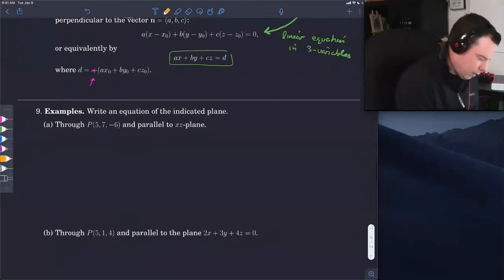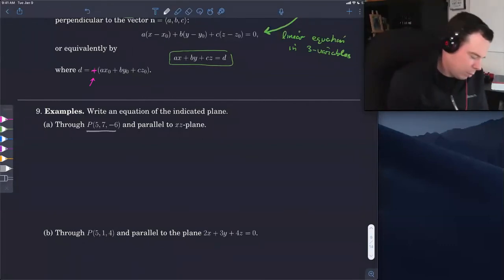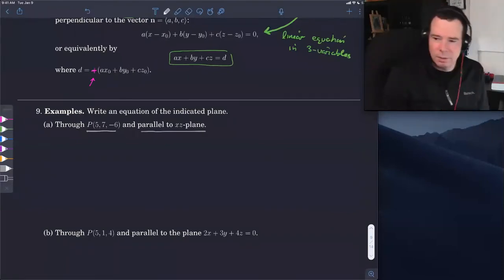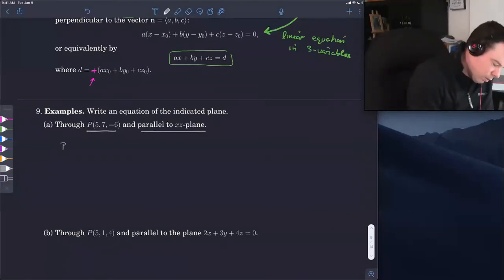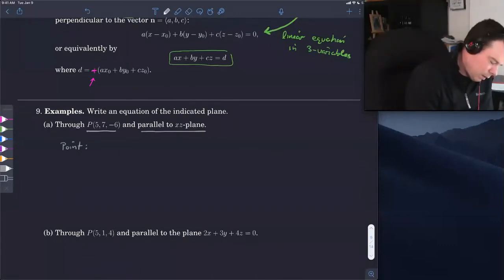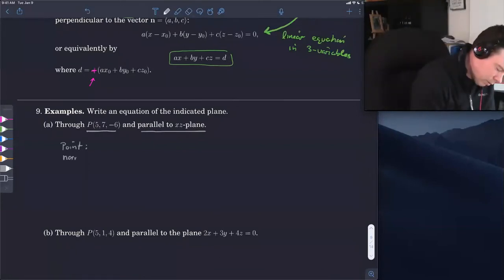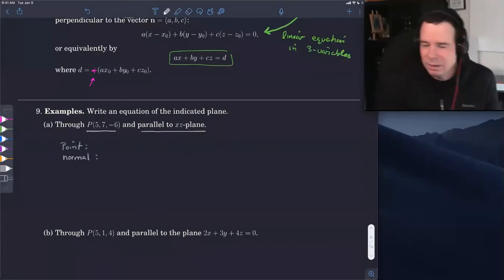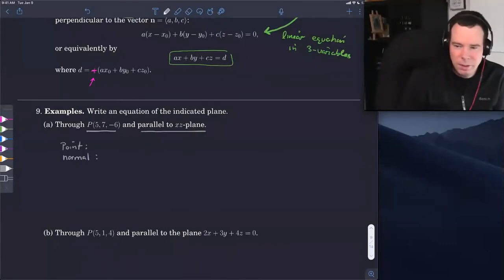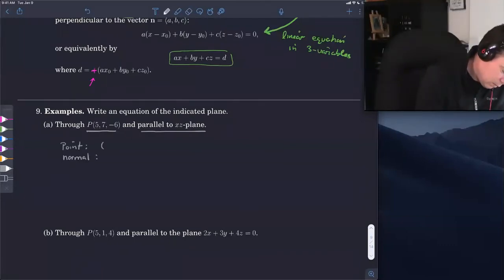So let's go ahead and see how we can put this together. So we've got a point, and we're told that this plane is parallel to the XZ plane. So this is where we think, what do I need to know in order to define a plane? I need to know a point and either two other points or two vectors parallel to the plane or a vector normal to the plane. So maybe I'll try to seek these two things out. Do I know a point on the plane? And the answer is yeah, because we're given it, 5, 7, negative 6. So we know a point on the plane, 5, 7, negative 6.